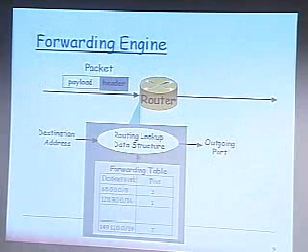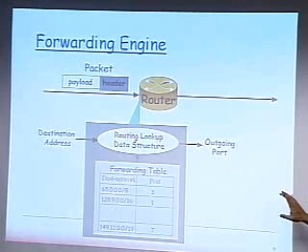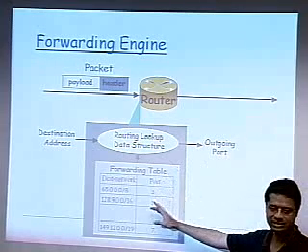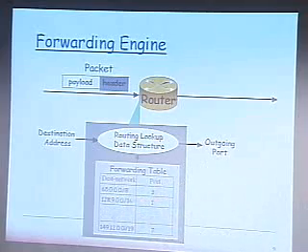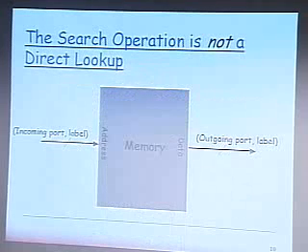But if you're doing CIDR, then things become a little bit more complicated. If you're doing CIDR, then you don't have that class-based addressing. Rather, you have these prefix-based nodes. And here, exact match will have certain problems. So the first thing to note is that the search operation of searching for the entry corresponding to a destination address is not a direct lookup in a table.